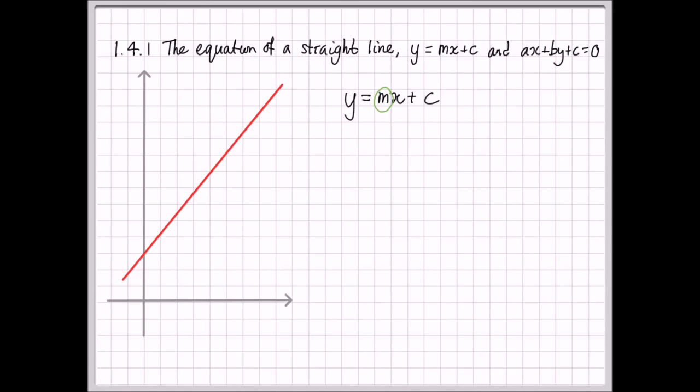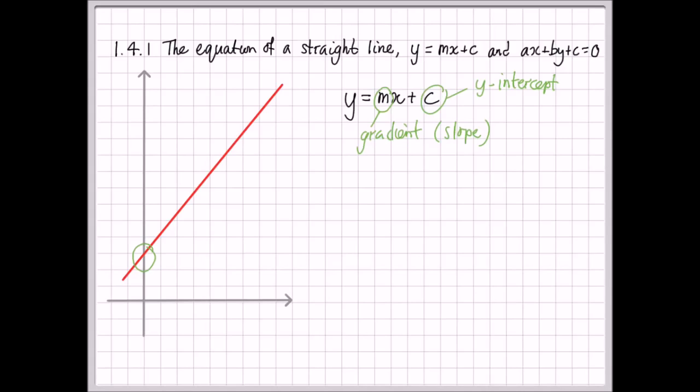The value of m corresponds to the gradient or the slope of the line, and the constant term c tells us the y-intercept. So that's the place where it cuts through the y-axis. In this case it's going to be here. So if we know m and c, we can immediately get some visualization of what this line is going to look like as a graph.